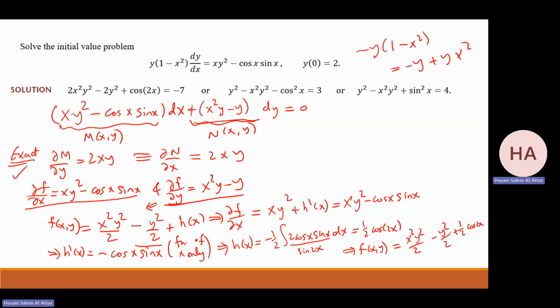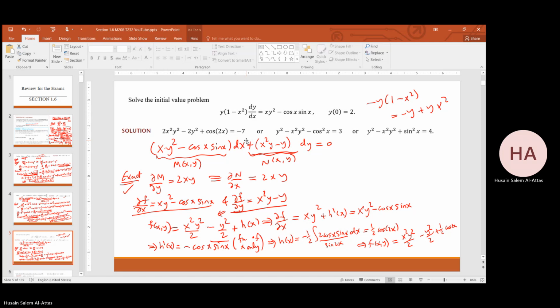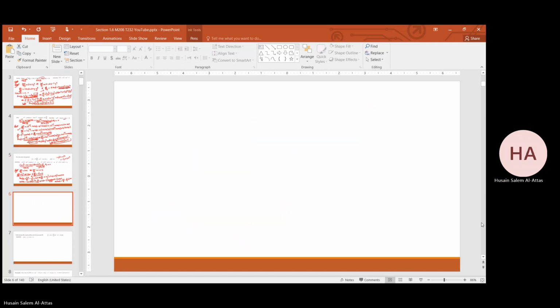Did I put the space? No, I think I need the space here. Yeah, I need one more slide too.